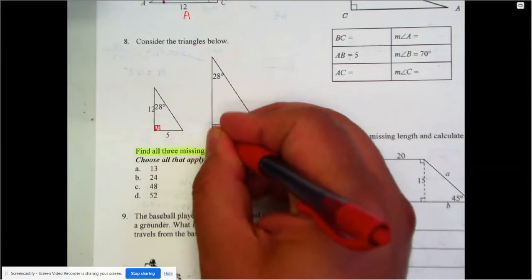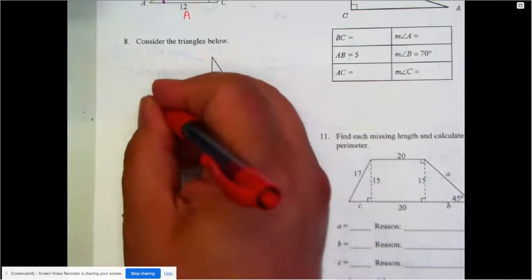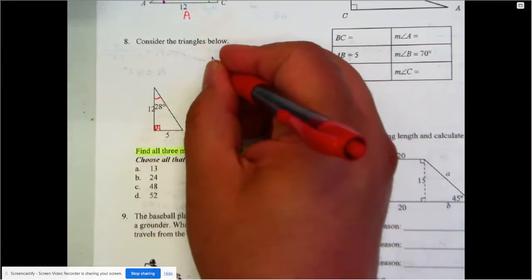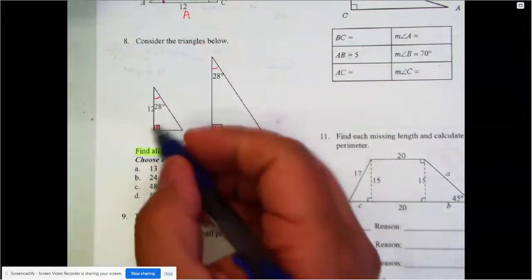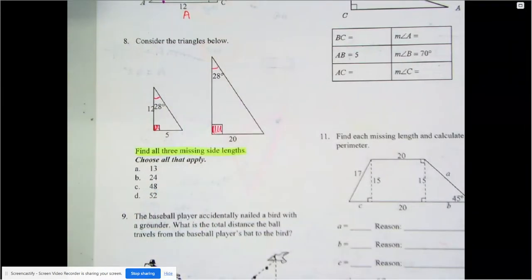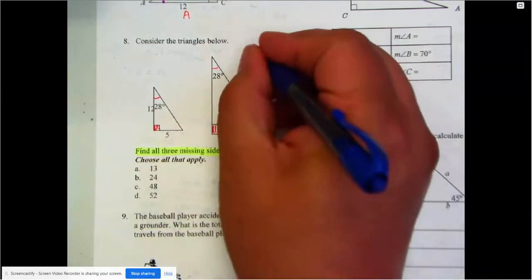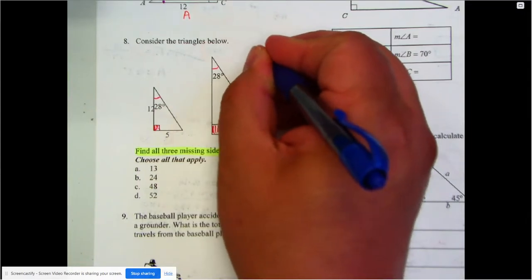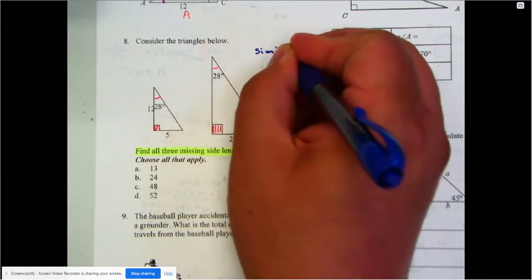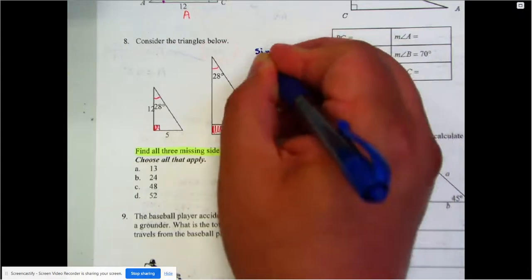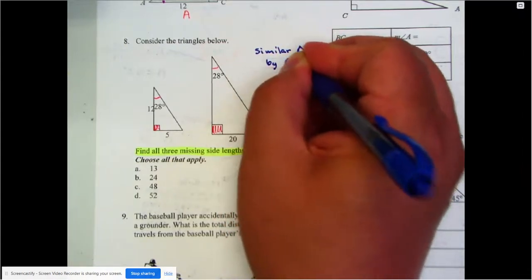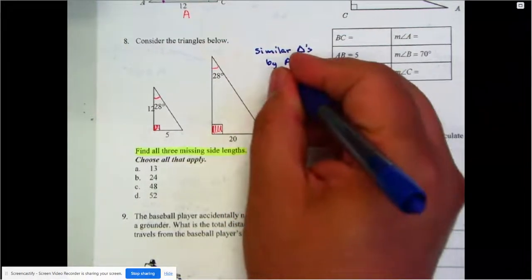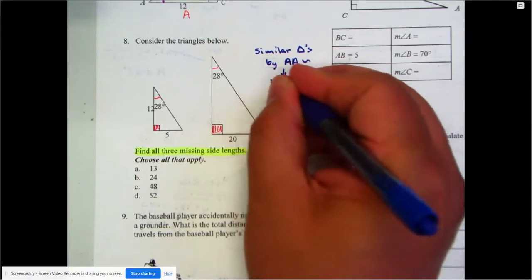Well, there's a 90 right here also. This one is 28. Well, so is this one. Because I have two angles that are exactly the same measure, that means these are similar triangles by angle similarity. And if they're similar, there is a dilation.